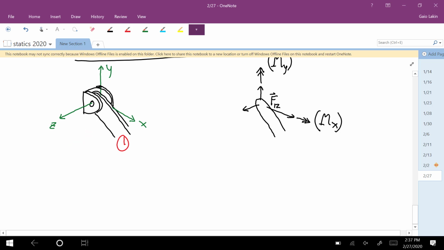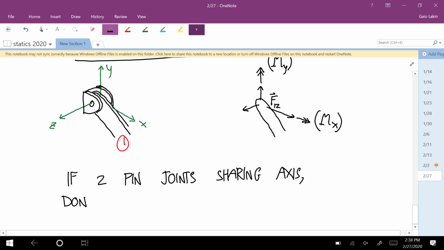Okay, so if there are two pin joints sharing that axis, then don't include the couples.